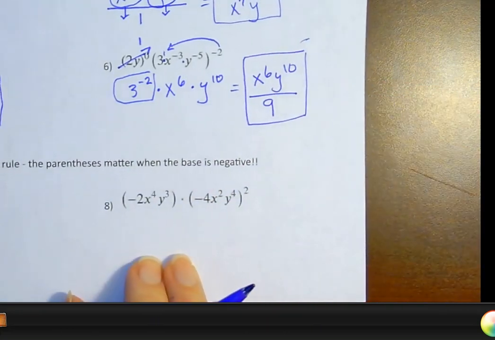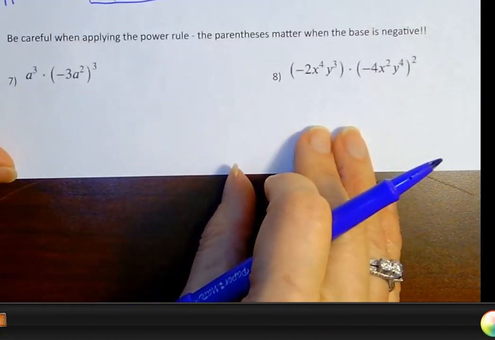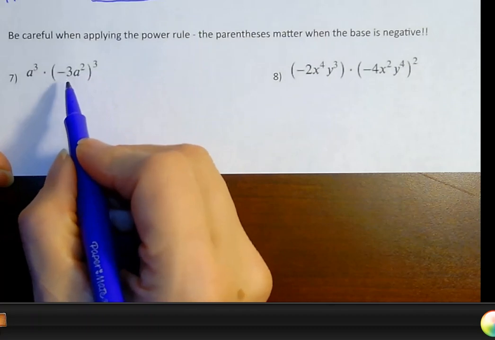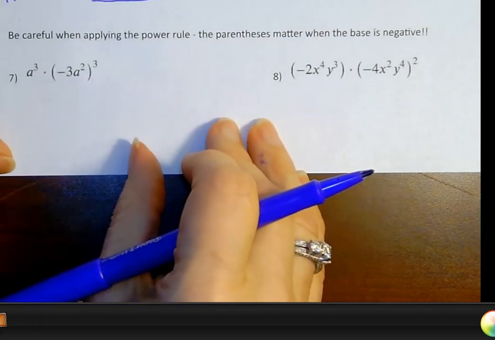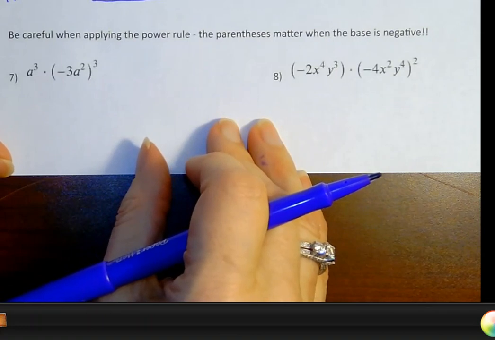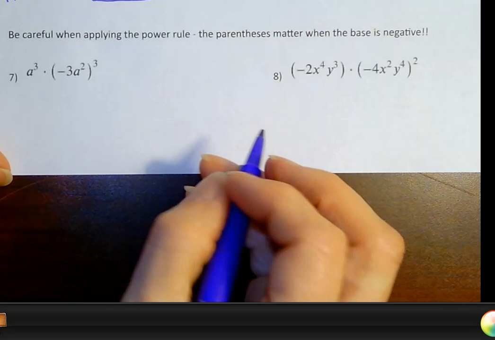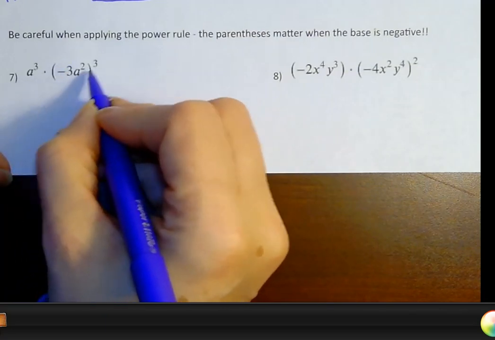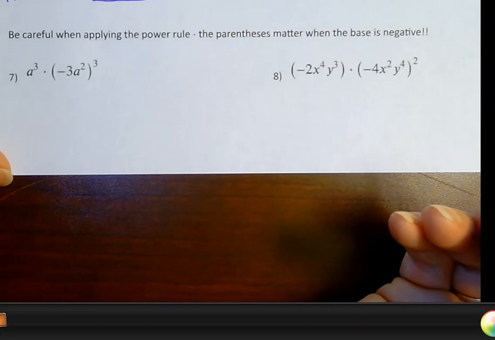Okay, 2 more problems and then we are done. Always be careful when you are using the power rule and keep track of whether the part of the base that you are applying a power to is inside parentheses. Okay, just watch your negatives here. I have a to the 3rd times all of this, negative 3a squared to the 3rd.